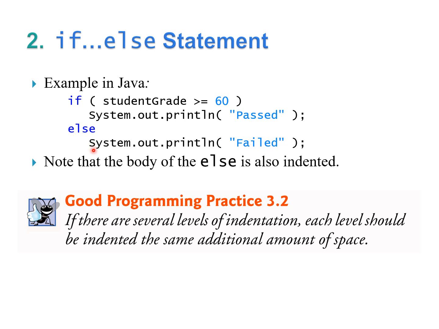As a good programming practice, if there are several levels of indentation, each level should be indented the same additional amount of space. So for example, here the body of the if part and the body of the else part should have the same level of indentation. So they should have the same amount of spaces before them.